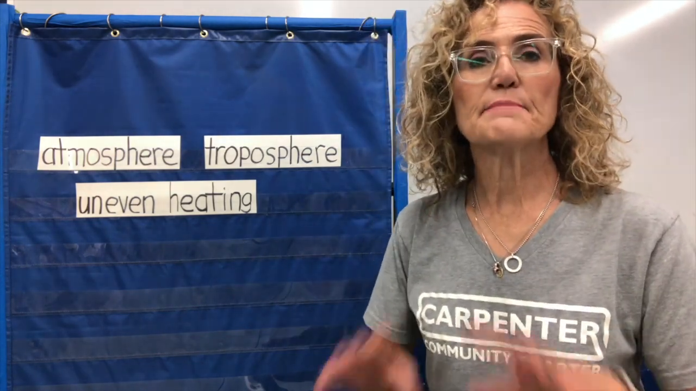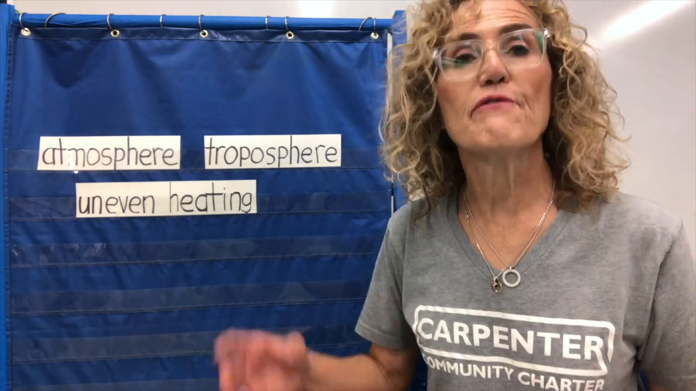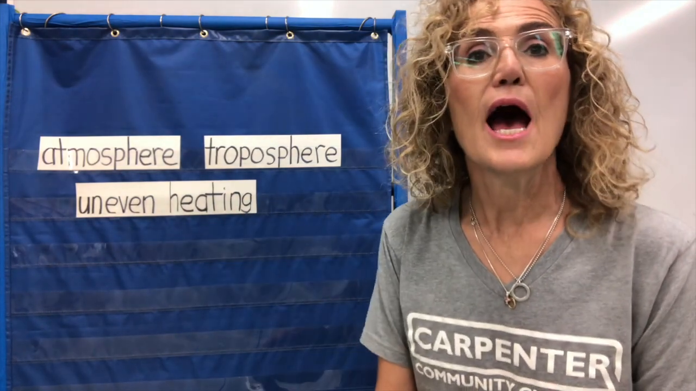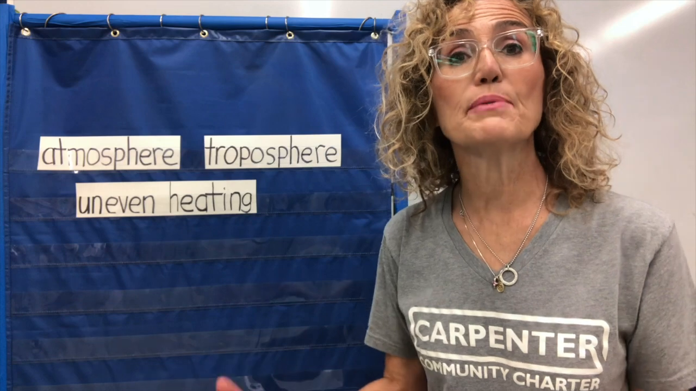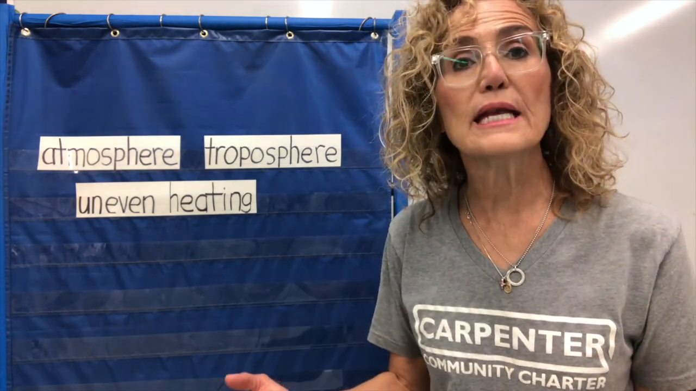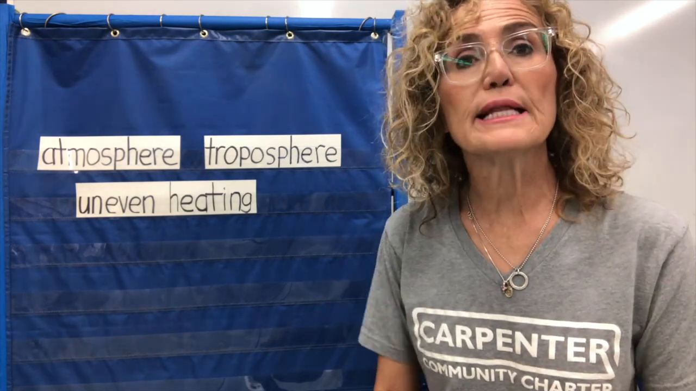One of the things that makes weather really important on Earth and affects our weather is something called the uneven heating of the Earth. Certain Earth materials heat up differently than others, and that can affect wind patterns and weather on Earth. So we're going to do a few little experiments that help illustrate this.